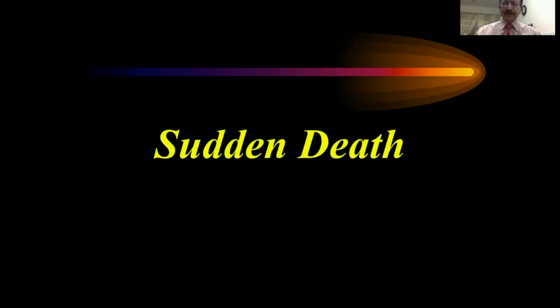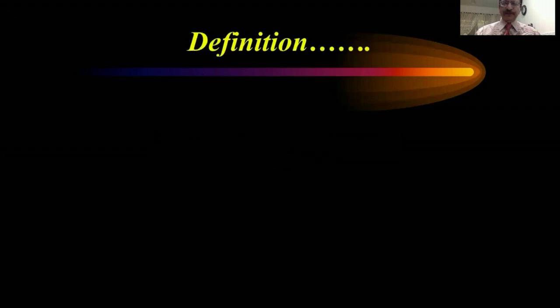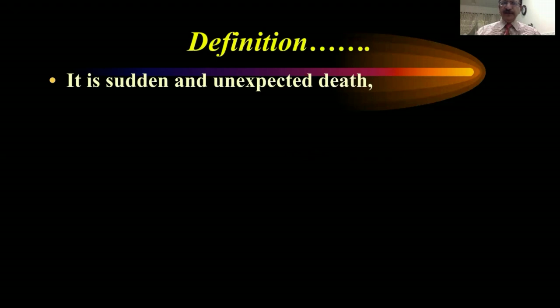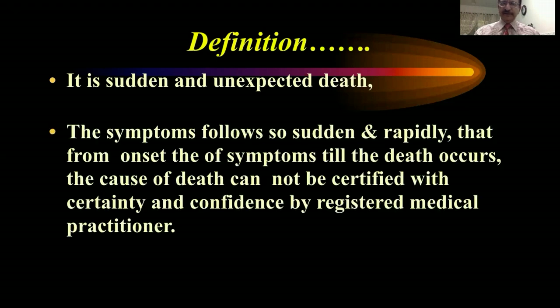So, sudden death. As I told the students, every definition is hidden in the words sudden and death. That means death happening suddenly. When we go into the specific definition, it is a sudden and unexpected death, and the symptoms follow so suddenly and rapidly that from onset of the symptoms till the death occurs, the cause of death cannot be certified with certainty and confidence by the registered medical practitioner.